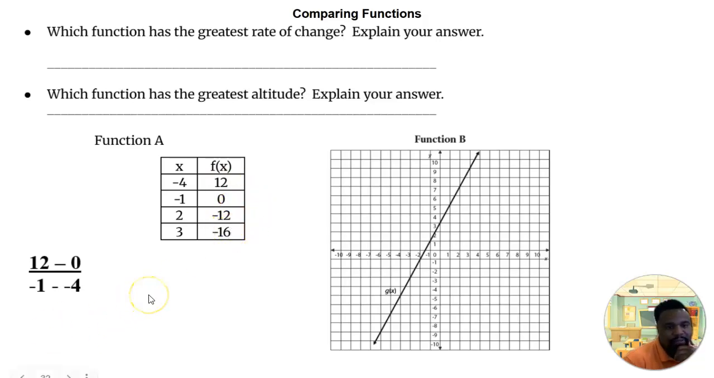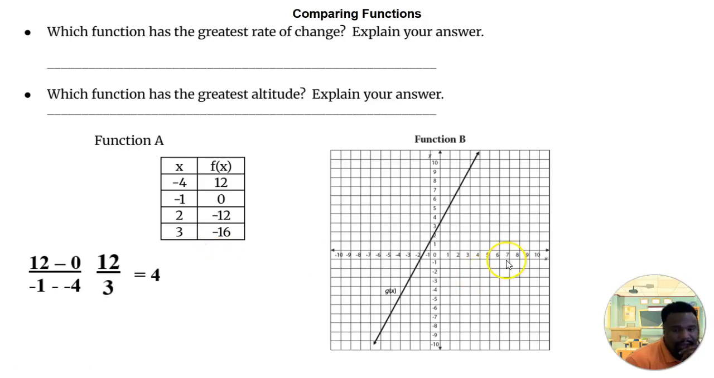Okay, let's take a look here. It's supposed to be 0 minus 12, not 12 minus 0. So it's supposed to be -12 over 3. And so that's supposed to be -4, not 4. All right, -4 should be the rate of change here because it's decreasing: as x increases, my y decreases. So this is supposed to be -4.